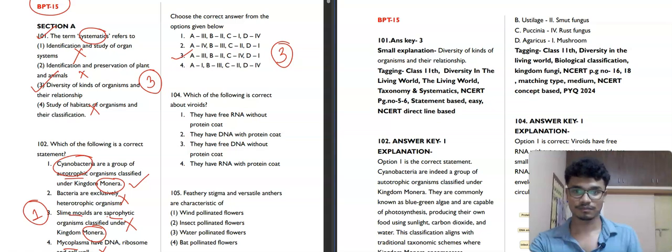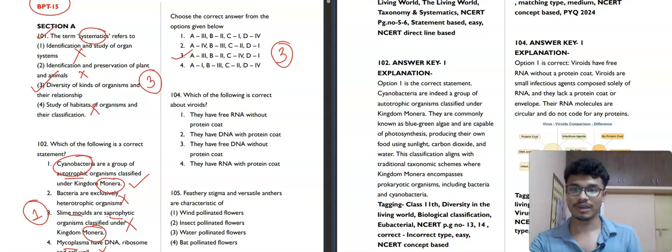Question number 104. What is it saying? Which of the following is correct about viroids? You have to pick the correct statement about viroids. They have free RNA without protein coat. Is it correct? Yes, it is correct. Viroids have free RNA without protein coat. Mark this word, without. They have free DNA? They don't have DNA. They have RNA with protein coat? No, they have RNA, but they don't have the protein coat. So this is incorrect. So the first option is our correct answer.